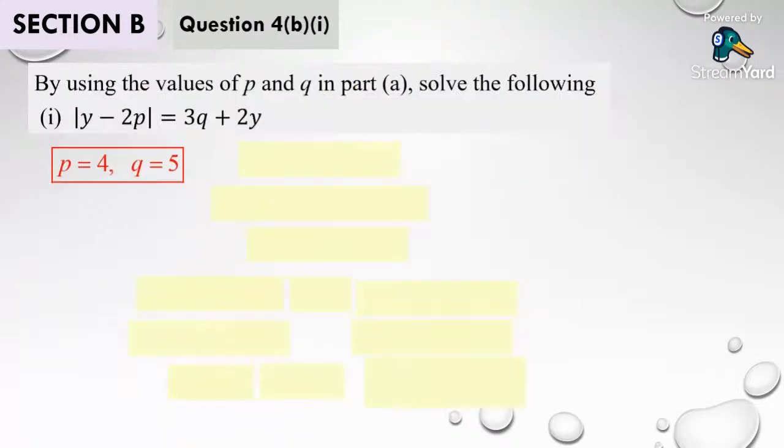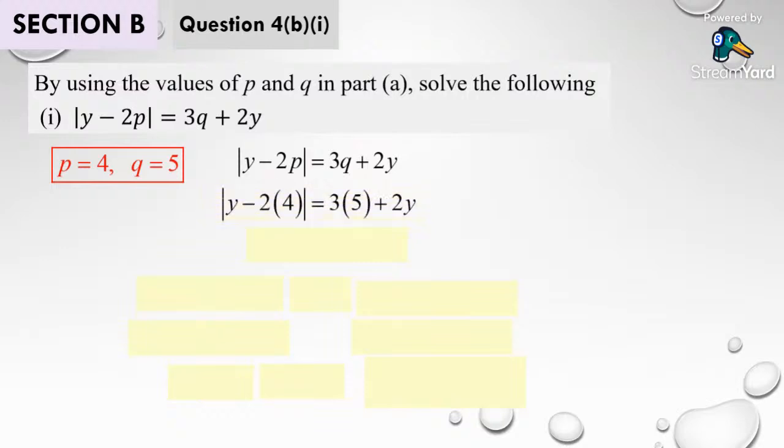Next, part B. The test is our knowledge on modulus equations. You are given modulus y minus 2p equals to 3q plus 2y. By the values of p and q that we obtained previously, we substitute p and q into these equations, simplify, and we get modulus y minus 8 equals to 15 plus 2y.